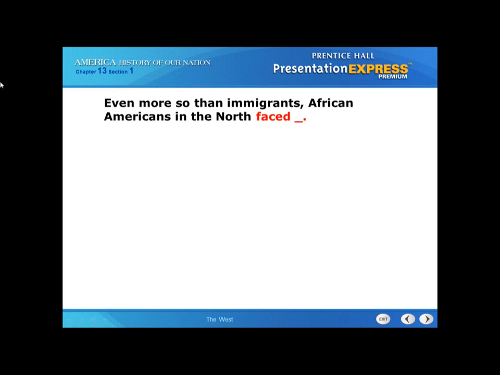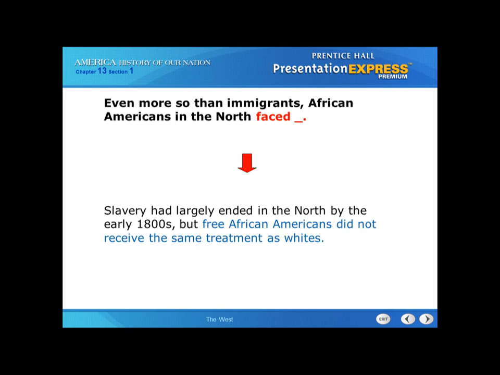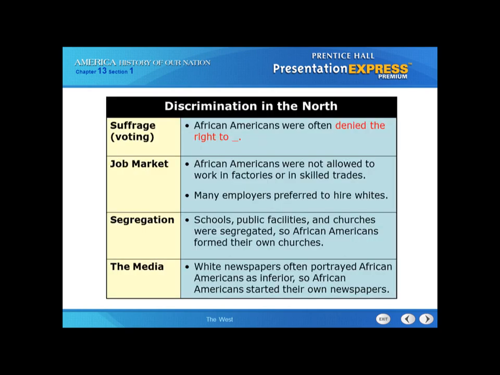Even more so than immigrants, African Americans in the North faced discrimination. Slavery had largely ended in the North by the early 1800s, but free African Americans did not receive the same treatment as whites. Some types of discrimination in the North. Remember, we're talking about the North, not the South. Suffrage is voting. Many African Americans were often denied the right to vote. In the job market, African Americans were not allowed to work in factories or in skilled trades. Many employers preferred to hire whites.